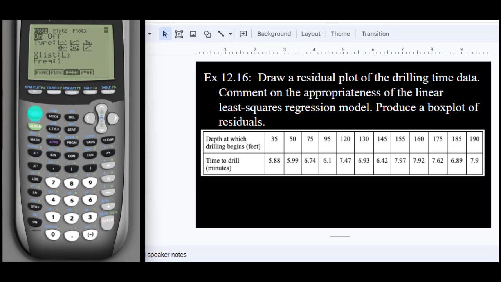Oh, I don't know what happened there. That happened on somebody else's too. Let's just zoom quit. And then we'll go zoom 9, or second quit, and then zoom 9. And we can see our box plot there.